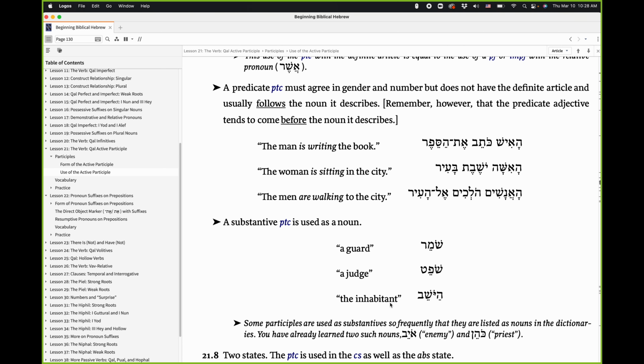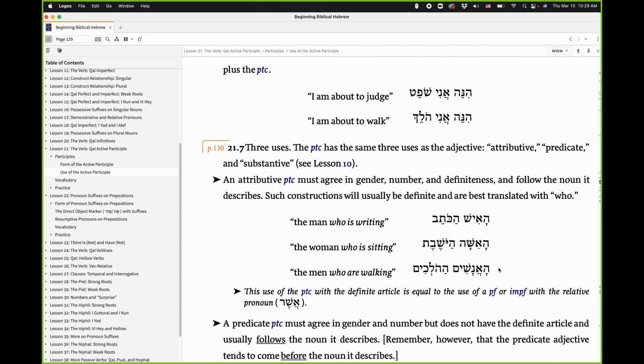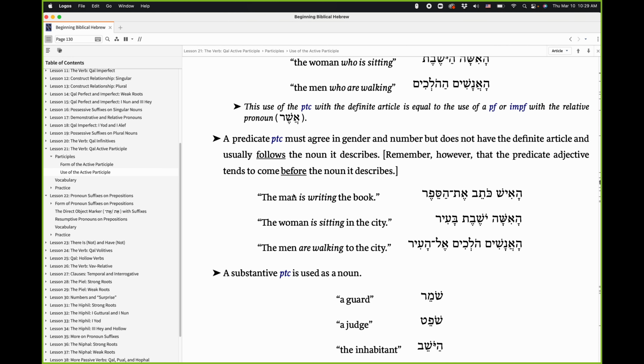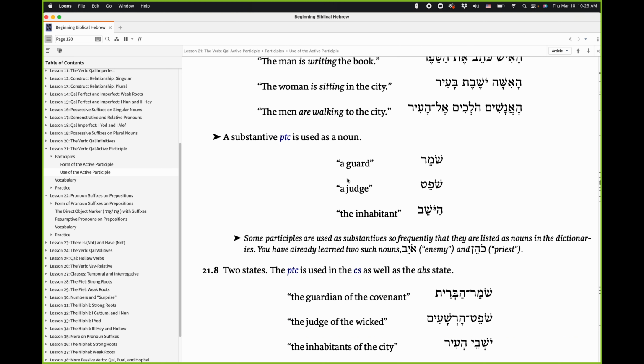Now, inhabitant is not... none of these actually are participles in English. These are all nouns. But we don't have participles in English that we use substantively that make sense for these. That's why we're using nouns here. Okay, so what are the three uses of a participle? Attributive, the shining star. Predicative, the star is shining or a star is shining. And then substantival, the shiner or the one that shines would be the idea.